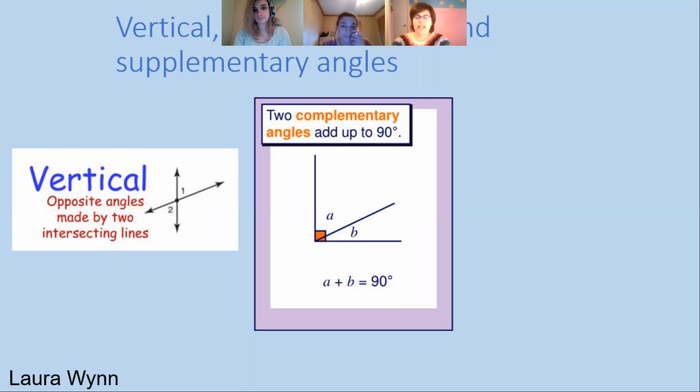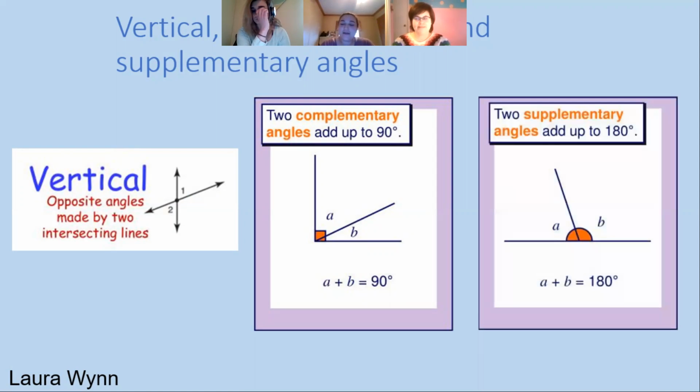Laura, can you tell us what supplementary angles are? Of course, Crystal. Two angles are supplementary when they add up to 180 degrees. And if you notice, together, they make a straight angle. The angles don't have to be together to be supplementary. They just need to add up to 180 degrees.